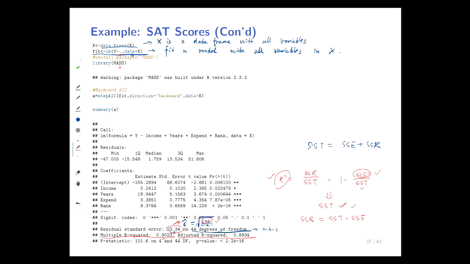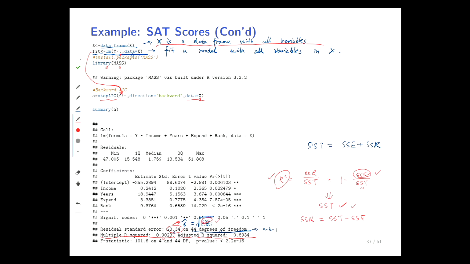After we install this package, we can use library to load it, and use the stepAIC function to accomplish backward, forward, and stepwise variable selection techniques. For the backward, what we need to do here is just to input this fit. What's fit? Fit is the output of the lm function considering all the variables. And we also need to specify data equals to x, where x is just the data frame with all the variables.